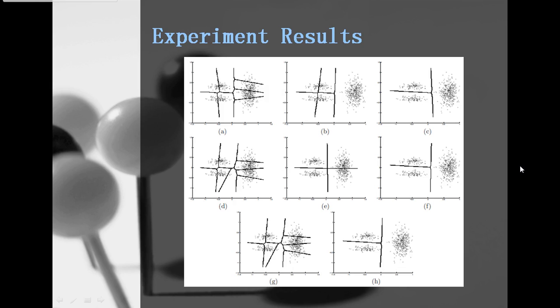In figure D, the depth is 4 and alpha is 1.2. In figure E, the depth equals 4 and alpha equals 3.0. In figure F, the depth equals 4 and alpha equals 4.0. In figure G, the depth equals 5 and alpha equals 1.2. And in the last figure H, the depth equals 5 and alpha equals 4.0.